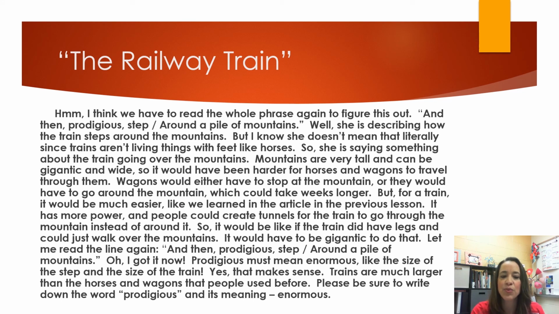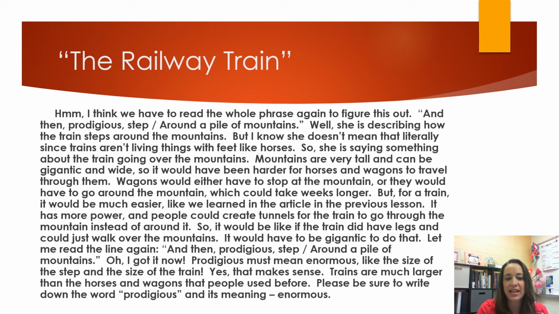I think we have to read the whole phrase again to figure this out. And then prodigious step around a pile of mountains. Well, she's describing how the train steps around the mountains. But I know she doesn't mean that literally, since trains aren't living things with feet like horses. So she's saying something about the train going over the mountains.